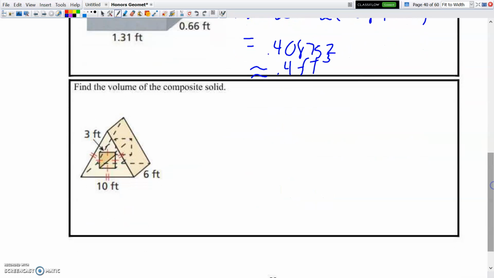Okay, now the next one, same idea. Sometimes you have to do a combination. So you would find the volume of the triangular prism and subtract the volume of the rectangular prism.